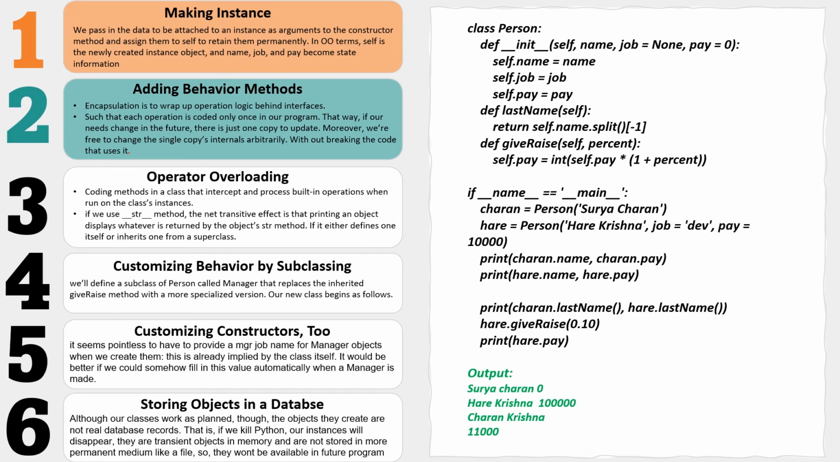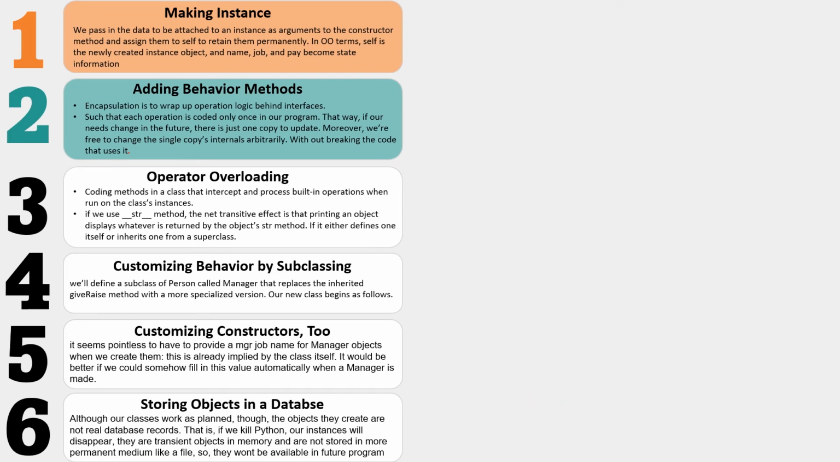Now we will move on to step 3, that is operator overloading. At this point, we have a fairly full featured class that generates and initializes instances, along with two new bits of behavior for processing instances in the form of methods. Basically, they are the give raise and last name methods. So far, so good. I hope you guys are enjoying it.